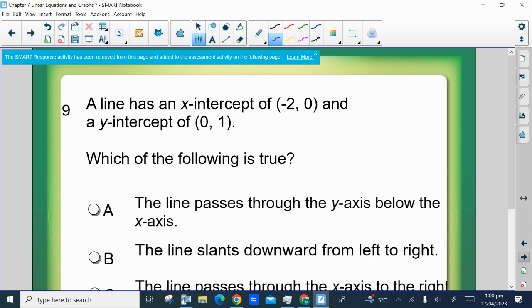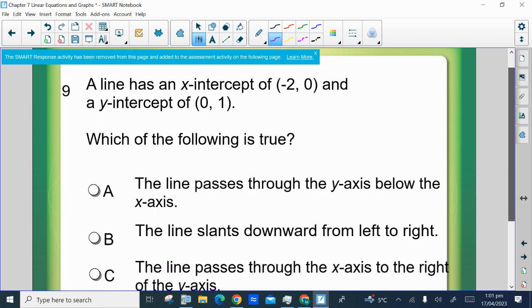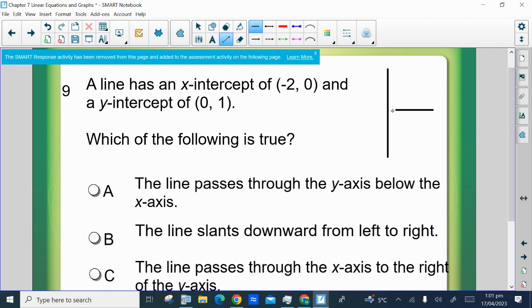A line has an x-intercept of negative 2, 0, and a y-intercept of 0, comma 1. Which of the following is true? So the first statement says the line passes through the y-axis below the x-axis. So what we can do here is draw a sketch of this line. We are told what the x and y intercepts are. The x-intercept's at negative 2, comma 0. The y-intercept is at 0, comma 1.